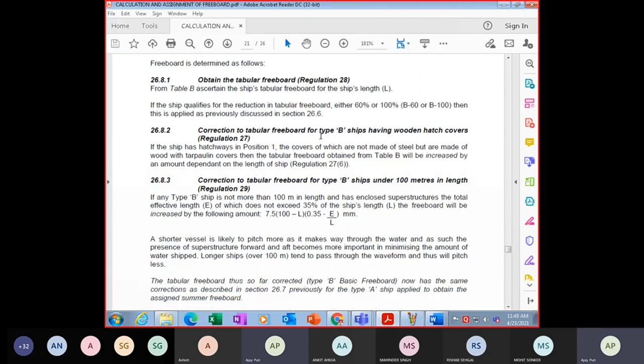Correction for tabular freeboard for type B having wooden hatch covers. If the ship has a hatchway in position 1, that is 25% of L forward, with covers which are not made of steel but made of wood with tarpaulin covers, then the tabular freeboard will be increased by an amount depending on the length of the ship. So if you have wooden hatch covers in position 1, your freeboard will be increased on the table, because table 1 is based on steel hatch covers.